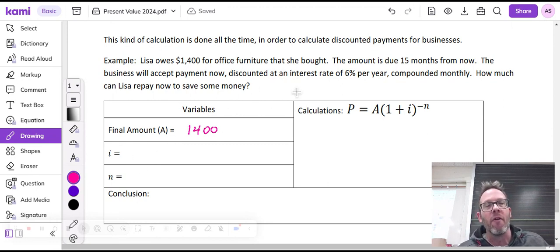Discounted at an interest rate of 6% per year, compounded monthly. So it's the same thing we've been doing. It's 6%. It's compounded monthly. We divide by 12. I'm giving you guys nice round numbers still. So that's 0.005.